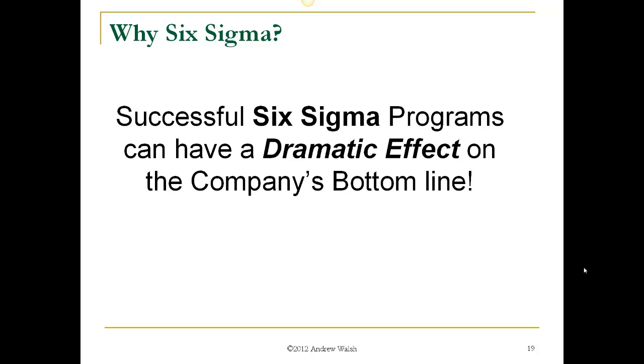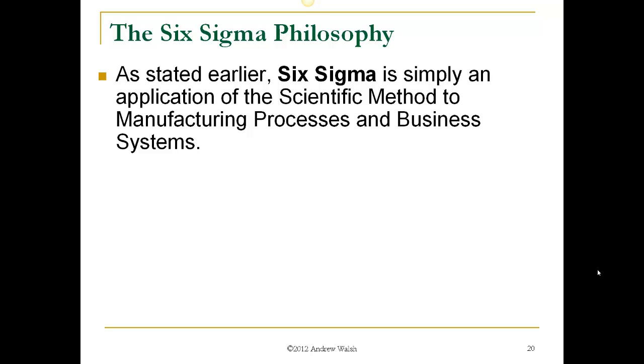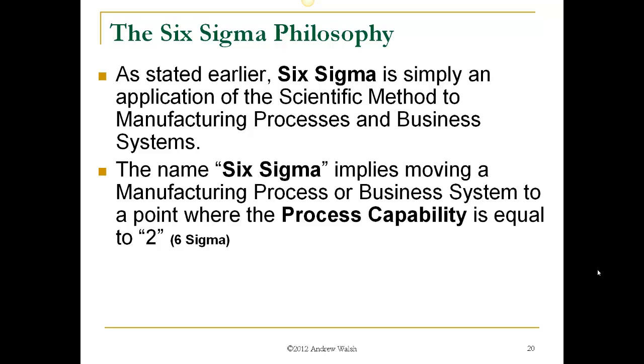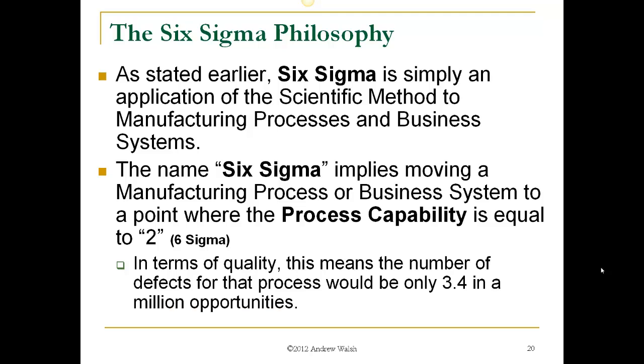Successful Six Sigma programs can have a dramatic effect on the company's bottom line, hence the interest in them. As stated earlier, Six Sigma is simply an application of the scientific method to manufacturing processes and business systems. The name Six Sigma implies moving a manufacturing process or business system to a point where the process capability is equal to 2, which is Six Sigma. In terms of quality, this means the number of defects for that process would be only 3.4 in a million opportunities. Remember the 66,000? Down to 3. Lots of savings.